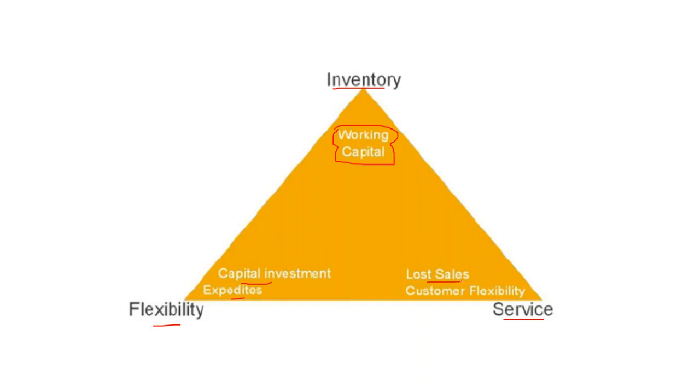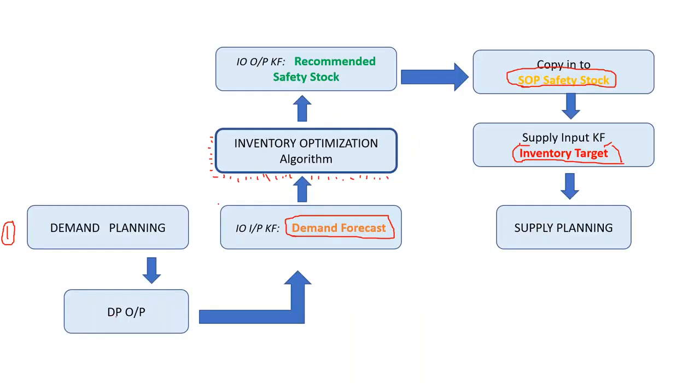Services, once you lose the customer sales, things are again at high risk. So what is the solution for it? The solution is that you need to have the right inventory at all your nodes and for all products.